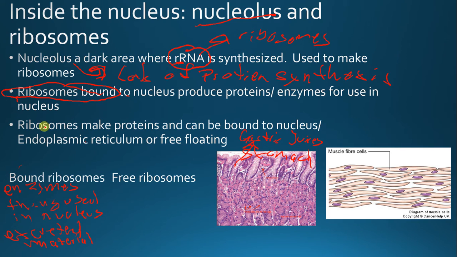In the other case, some other ribosomes are just floating around in the cytoplasm, and they're called free ribosomes. And what they generally do is make protein that's used in the cell cytosol. So muscle fibers would have a lot of unbound or free ribosomes, to produce a lot of protein to build those muscle cells up. Cells that need more protein have more ribosomes.